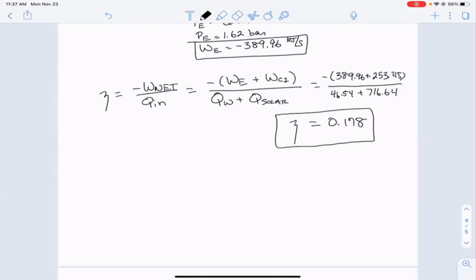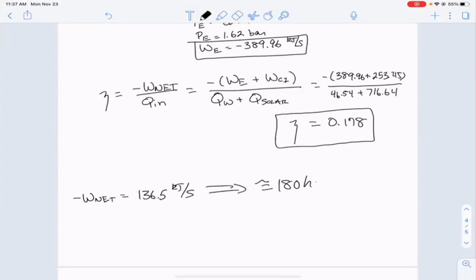I took the net power from here, okay? And if we do that, work net is equal to 136.5 kilojoules per second, which actually is approximately equal to 180 horsepower. So it turns out that I did not plan this. I won't lie to you guys. I just guessed 1 mole per second and it happened to work, right? And 180 horsepower, that car would have some oomph to it, right?